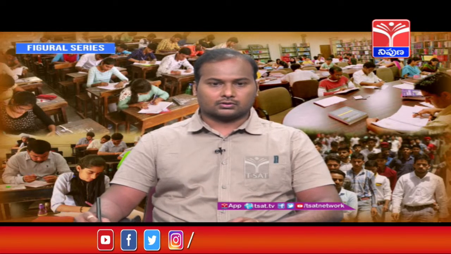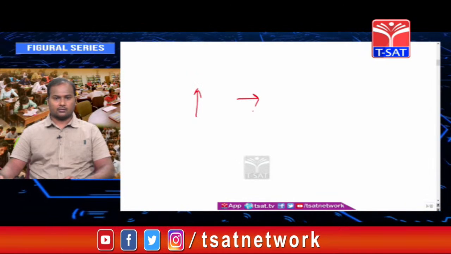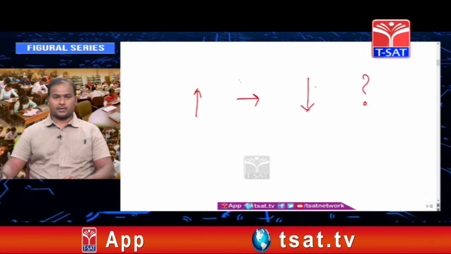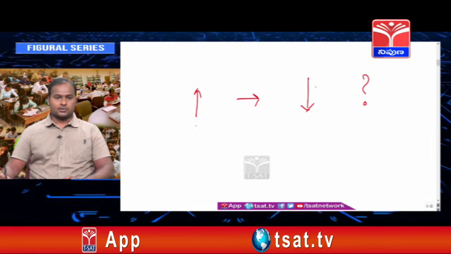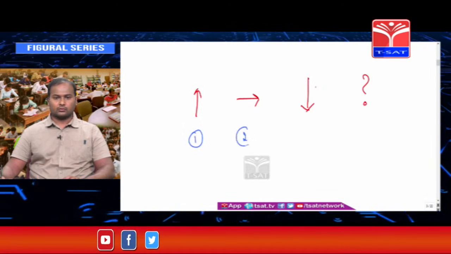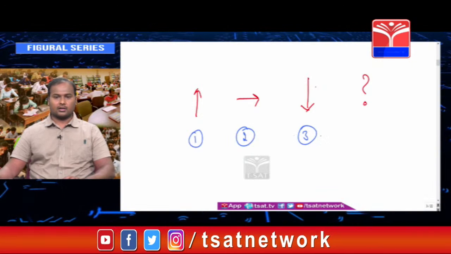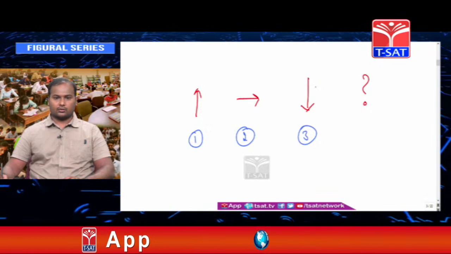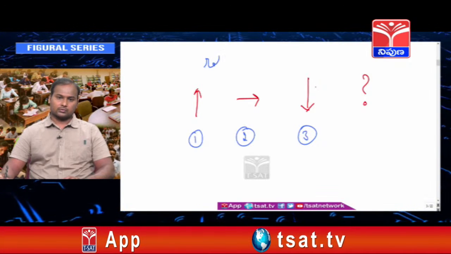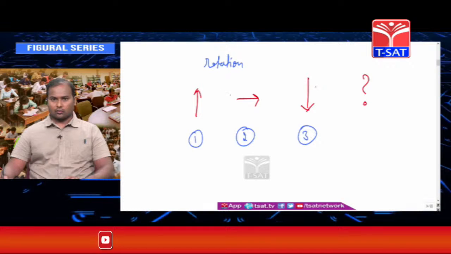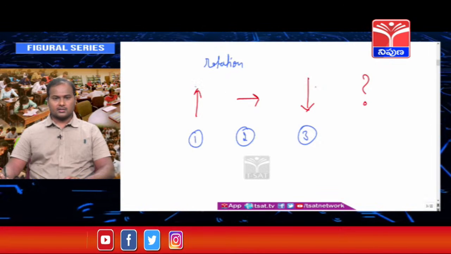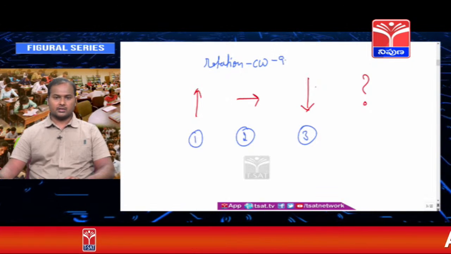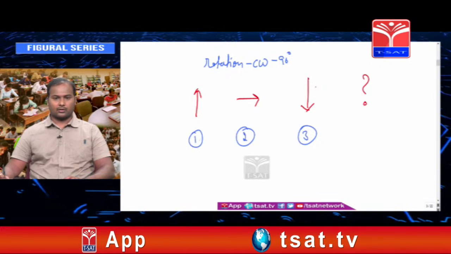Imagine there is one figure like this, and in the next figure it is given like this, and the next one is asking what is the next figure that is expected. What we need to do in the series is observe the change from figure 1 to figure 2 and the change from figure 2 to figure 3, and you need to get the answer for figure 4. What is the change I can observe from 1 to 2? The change is rotation, whether it is rotating in the clockwise or anti-clockwise direction. In this case, it is rotating in the clockwise direction. By how many degrees? 90 degrees. So that is the change I can observe from figure 1 to figure 2.